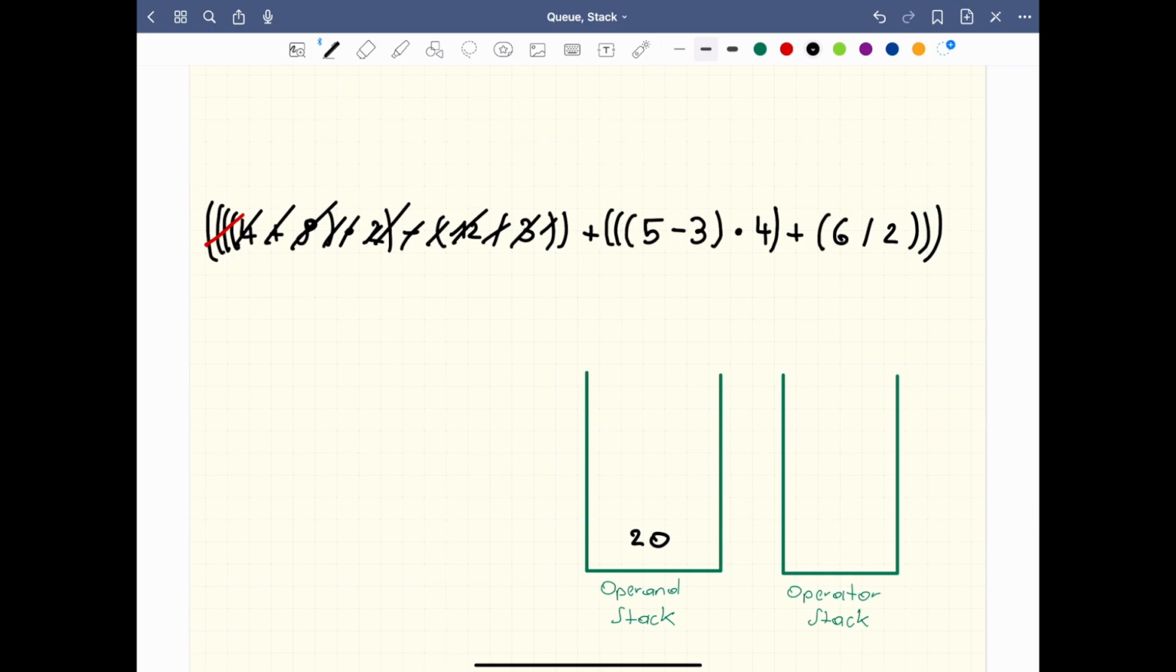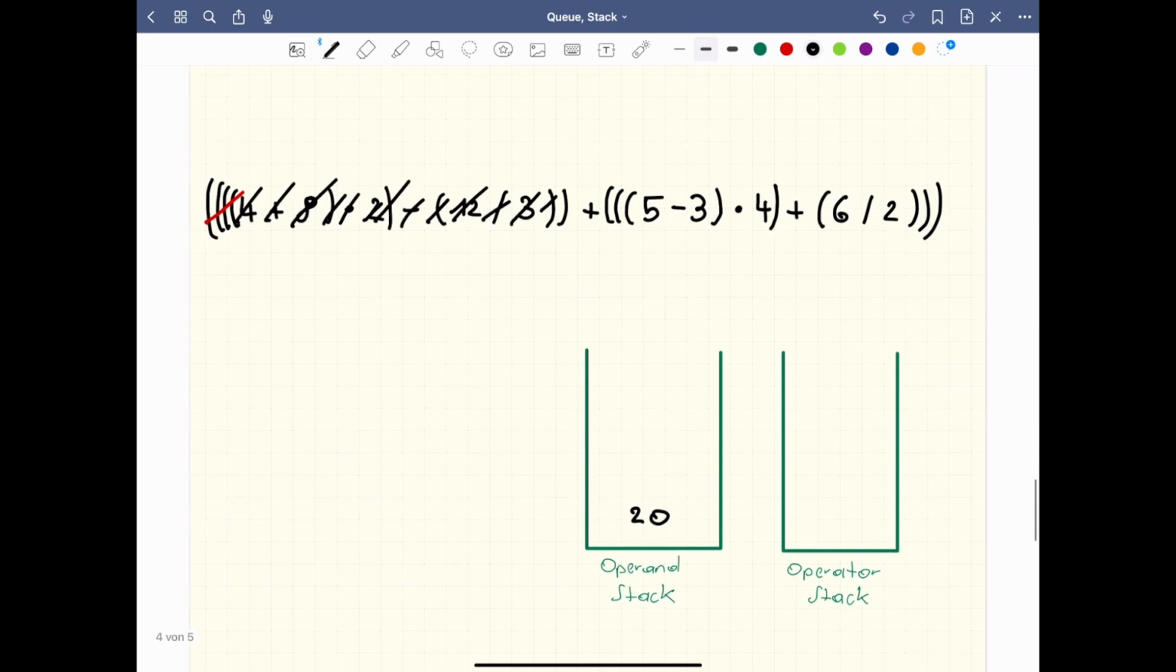Okay, guys, so ready to go on. We have a plus. A plus comes to the operator stack. We have 3 opening brackets that we just ignore. We have the 5 for the operand stack, a minus for the operator stack, and a 3 for the operand stack. Now we have a closing bracket again. Let's see. We pop the minus, we pop the 3, we pop the 5. So 5 minus 3 is equal to 2. This is the result that we push to the stack.